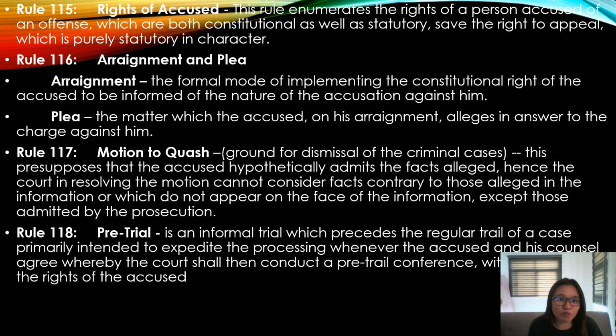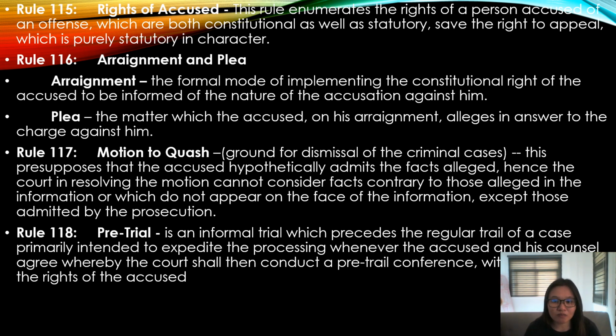This presupposes that the accused hypothetically, guys, hypothetically admits the facts alleged. Hence, the court, in resolving the motion, cannot consider facts contrary to those alleged in the information or which do not appear on the face of the information except those admitted by the prosecution. Okay? Hypothetically daw, inadmit niya yung mga facts na sinasabi sa kanya or yung mga ginawa niya.